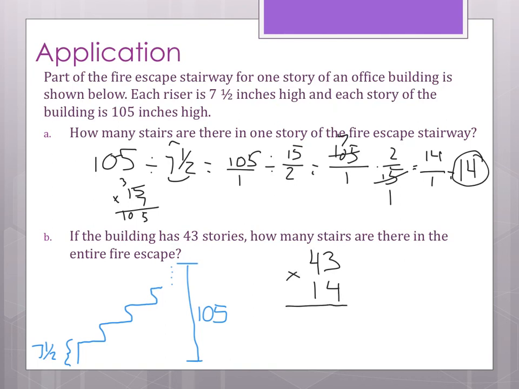And then we'll multiply. 4 times 3 is 12. That's 2, regroup the 1. 4 times 4 is 16, plus 1 is 17. As we move to the next line, we'll add a 0. 1 times 3 is 3. 1 times 4 is 4. Then we'll add these together. 2 plus 0 is 2. 7 plus 3 is 10. That's 0, carry the 1. And then 4 plus 1 is 5, plus another is 6. So there's 602 stairs in this entire building.